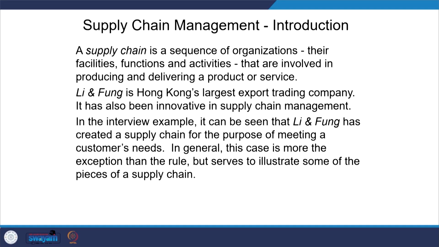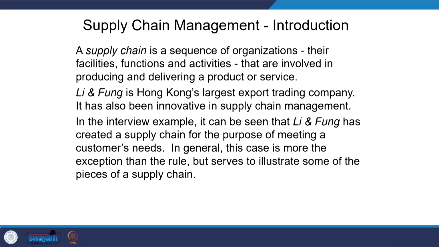Now, if you look at this example that we said, a supply chain is a sequence of organizations, their facilities, their functions and activities that are involved in producing and delivering a good or service. To make one good product or service, so many people are involved. Now, look at the Apple phone, or even a shirt that I am wearing now, or an apparel. All these are not coming from one place. So many different parts, so many different places.